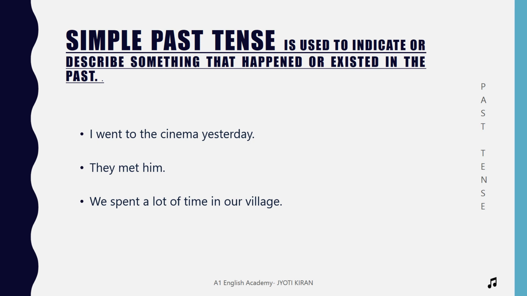Simple past tense. It is used to indicate or describe something that happened or existed in the past. That means the action happened in the past and it finished in the past also. For example, I went to the cinema yesterday. Went, here we have used to describe the simple past. Next is they met him. Third is we spent a lot of time in our village. So in all these examples, the action happened in the past and got over in the past.